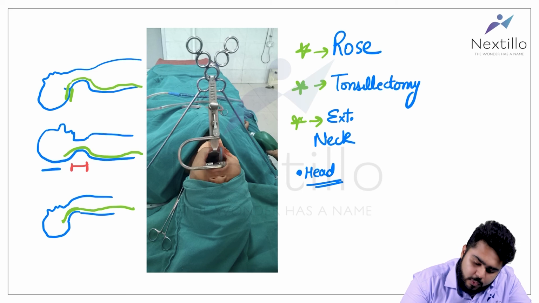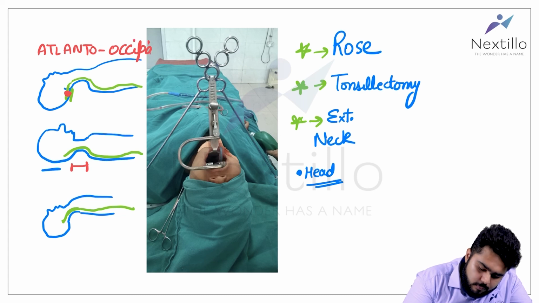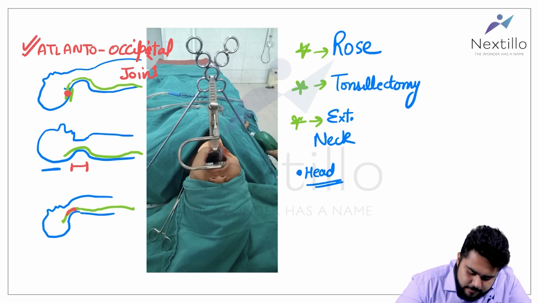This is done at the level of which joint? Mainly they'll ask which joint. So this is the atlanto-occipital joint. So extension at the atlanto-occipital joint as well as extension at the cervical vertebrae.